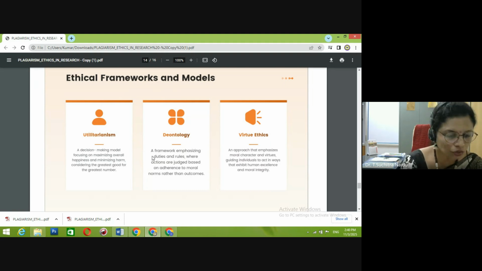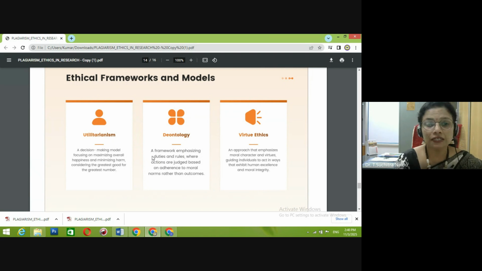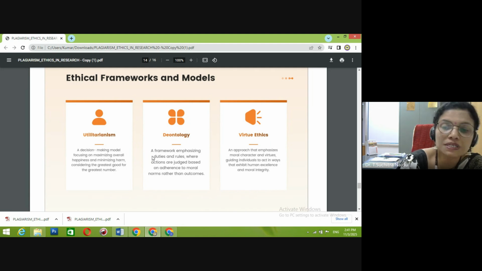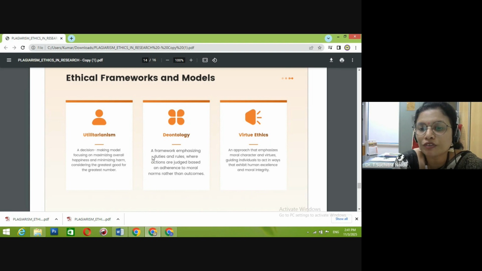Utilitarian model means a decision-making model focusing on maximizing overall happiness and minimizing harm, considering the greatest good for the greater number. So this model basically provides happiness for a larger number of people. This model is applied in public policy, in business, in medicine, where decisions impact large groups. Now, I'll give you an example.